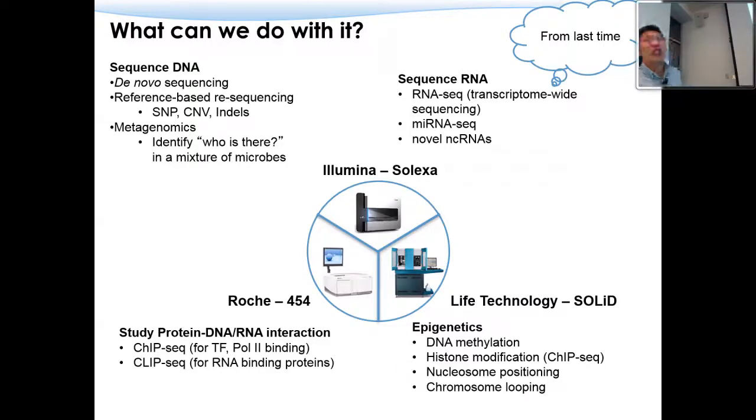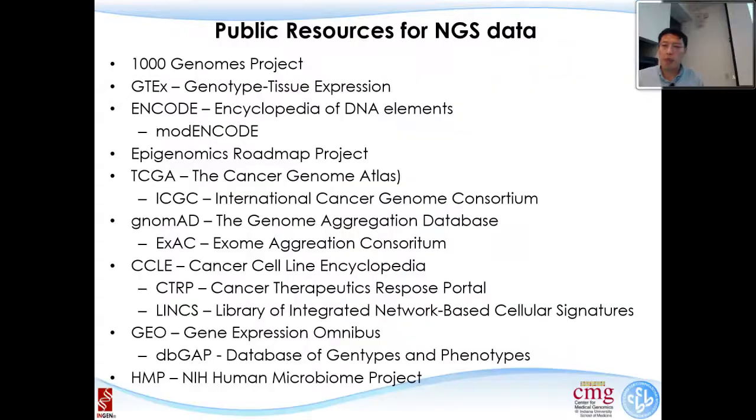So in addition to sequencing the DNA, we can also sequence the RNA molecules. That will include the messenger RNAs, the large non-coding RNAs, and the microRNAs. And we can also use this to study protein-DNA or protein-RNA interactions. That will include ChIP-seq, and CLIP-seq is the RNA version of it. And combining all this together, we can study epigenomics, and that includes DNA methylation, histone modification, nucleosome positioning, chromosome looping, and so on. So throughout this course, we're talking about most of these individual topics.